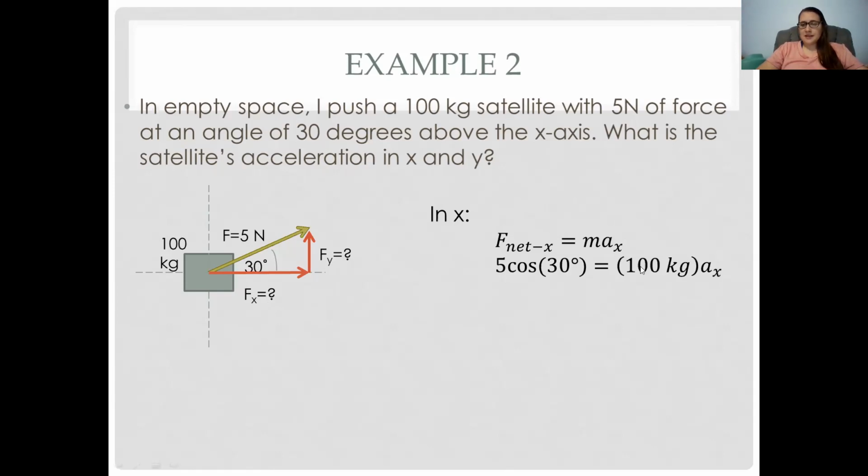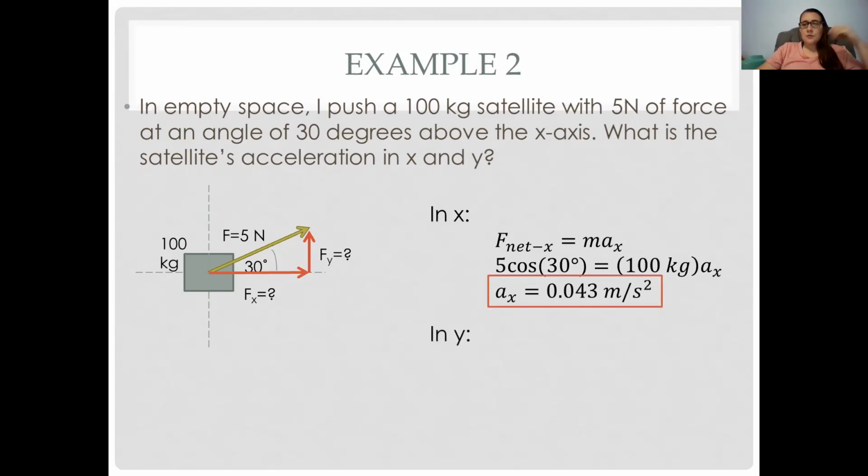We know our mass is 100 kilograms, and we're looking for our acceleration. So when we do some plugging and chugging into our calculator, 5 times the cosine of 30 degrees, again, make sure your calculator is in degrees, not radians. So 5 times the cosine of 30 divided by 100 will give us our acceleration in the x direction of 0.043 meters per second squared. Not very fast, but it's not a big force. 5 newtons is not a big force.